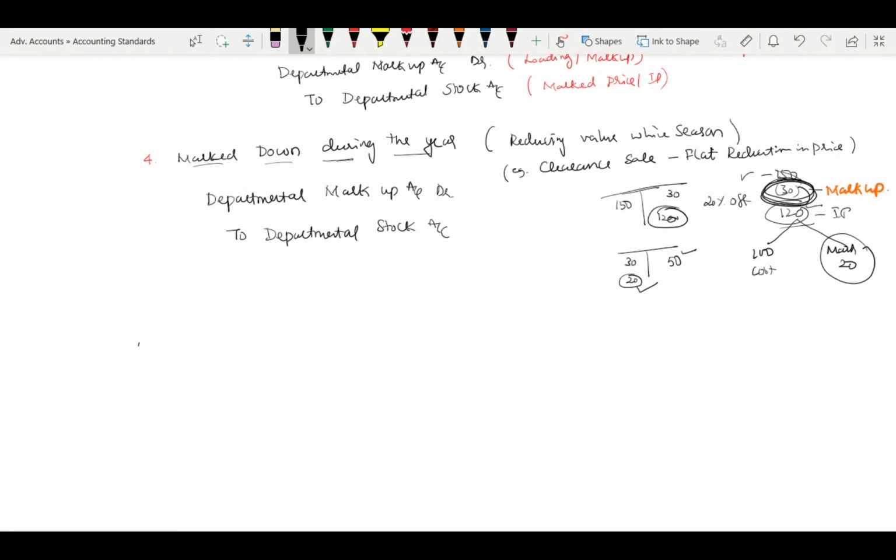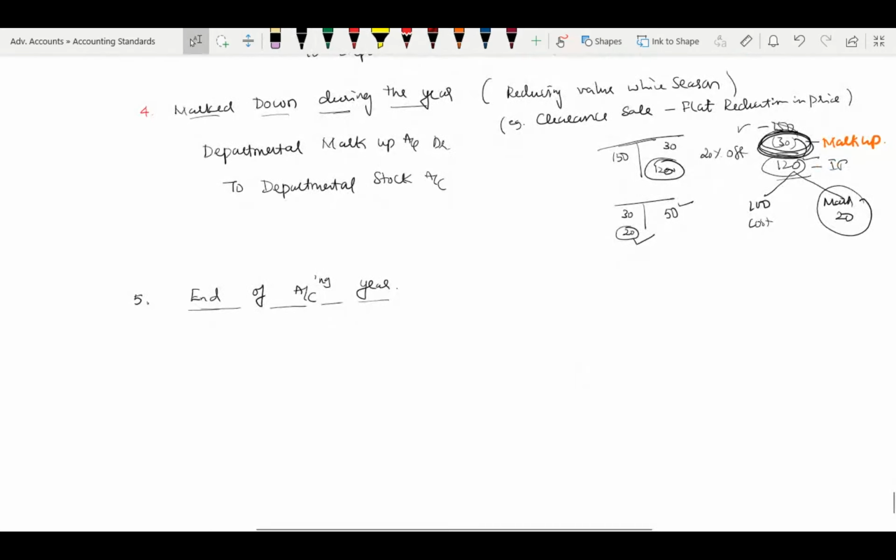Next, let's go to event number 5, end of accounting year. Now we have to close the books of accounts. Here we have to open only 3 accounts: departmental stock, departmental markup for loading, and departmental P&L. If expenses are there, they will come in departmental P&L, so expenses directly go to departmental P&L, to bank or cash.